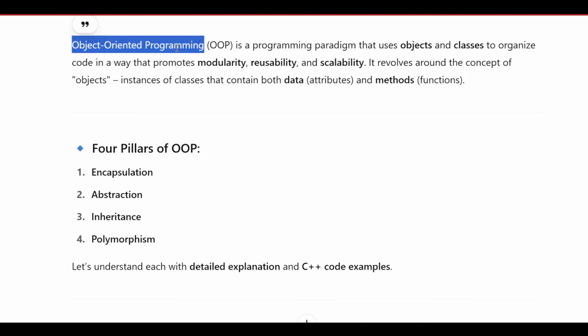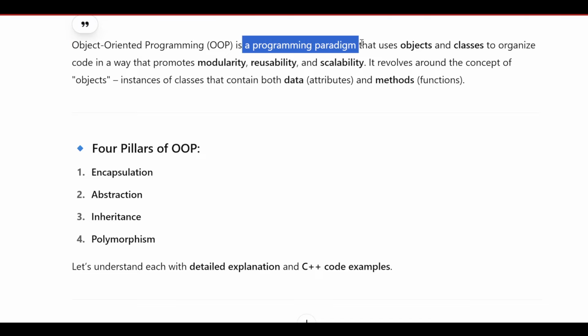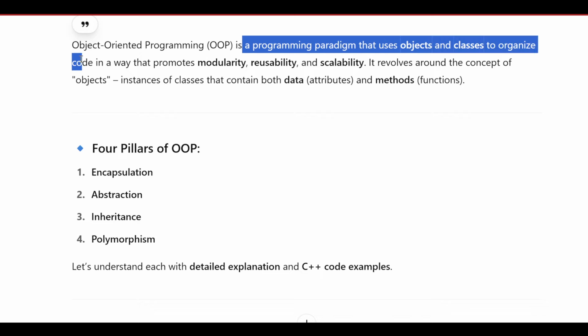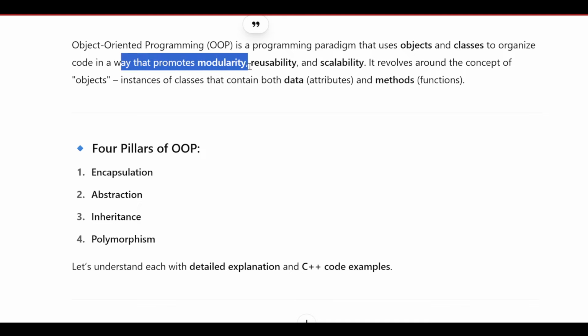So what is OOPS? OOPS stands for Object Oriented Programming, and the first point is it is a programming paradigm that uses objects and classes to organize code. Why do we do so? Because it is a way to promote modularity, reusability, and scalability.